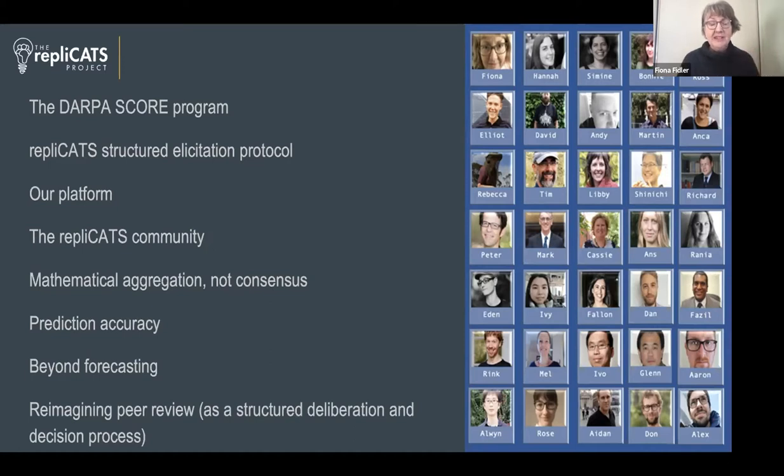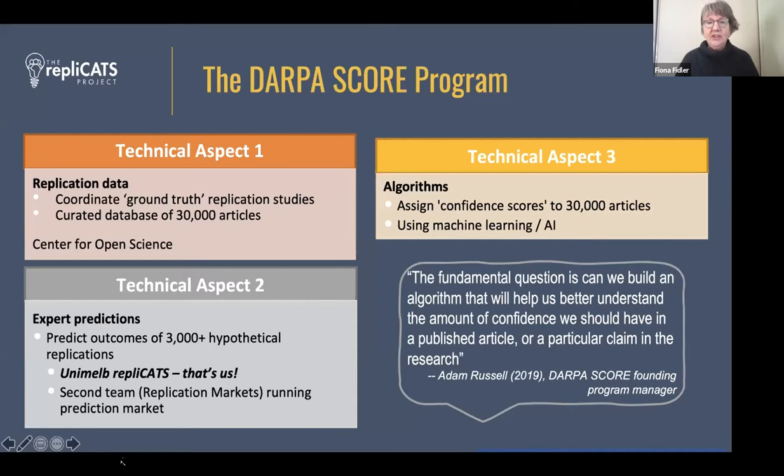And then I just want to spend a couple of minutes talking about where this project is going beyond just forecasting replicability, which has been the primary focus so far, and how we might use something like this structured deliberation protocol to reimagine how peer review works.